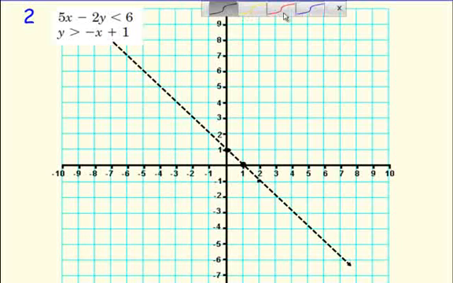I do have a nice origin right here available. So 0 is greater than 1. Well, that's false.